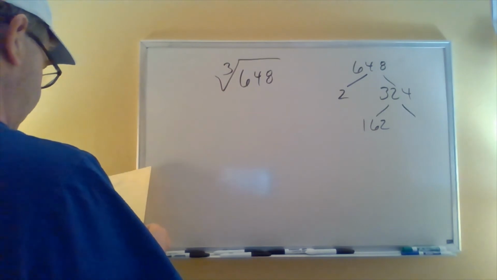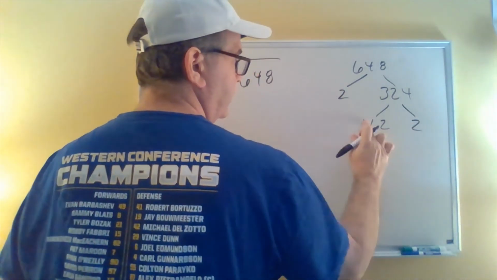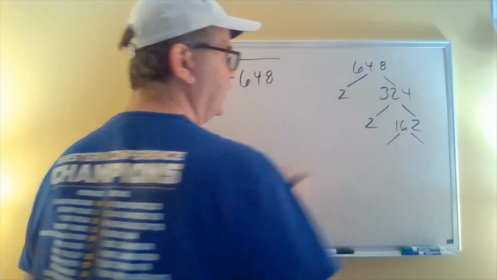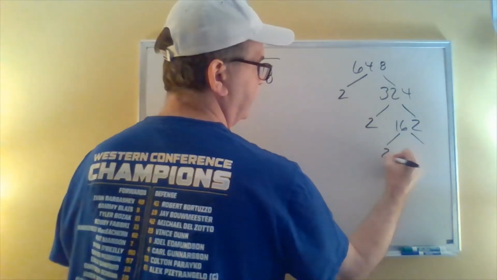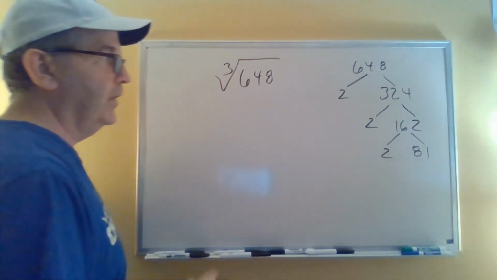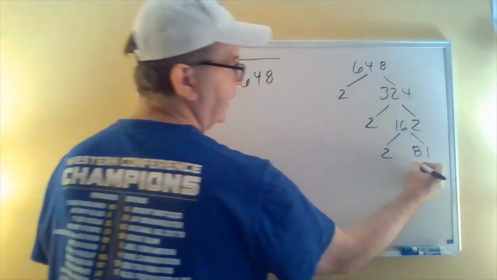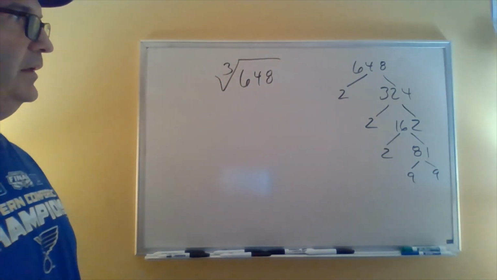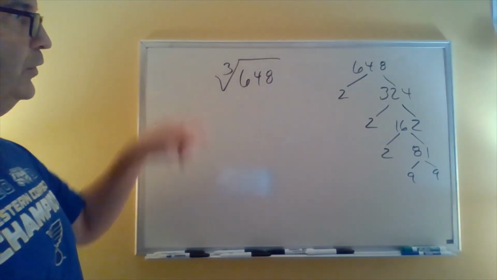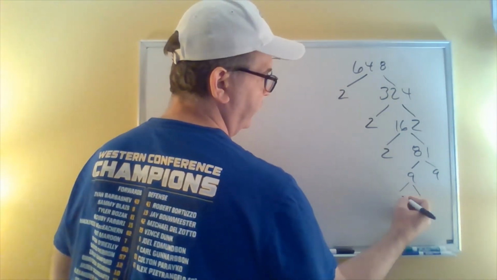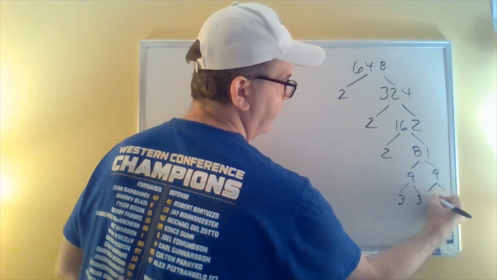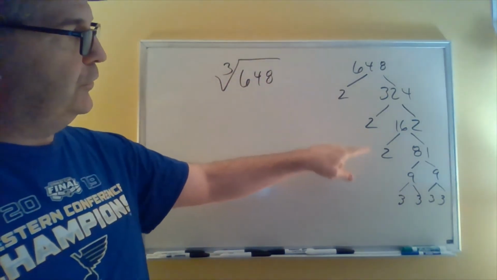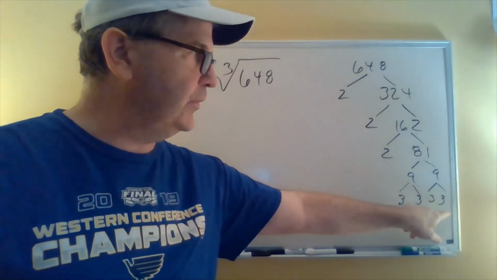Let me check my math here. Yep. Okay, is 162 divisible by 2? Yes, it is. And that goes in 81 times. Right there, 81 kind of screams out at me as 9 times 9. But let's remember, we're not doing a square root. So let's break it all the way down. 9 is 3 times 3. So my factorization of 648 is 2 times 2 times 2 times 3 times 3 times 3 times 3.